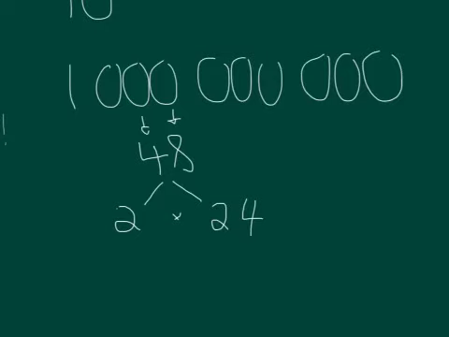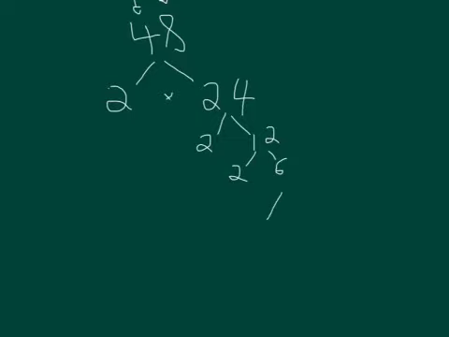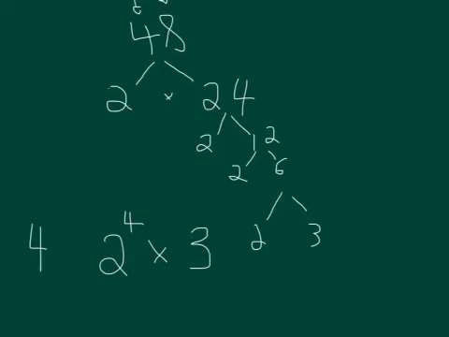24 continues to be an even number, so you keep going. 2 times 12, 2 times 6, and 2 times 3. How many 2's do I have? 1, 2, 3, 4. So I have 2 to the power of 4. That's an ugly 4. Try that again. 2 to the power of 4 times 3. There is our prime factorization. So that is your answer, what you should write.